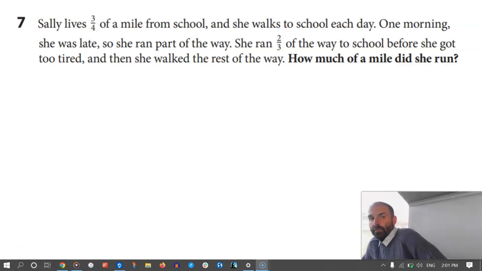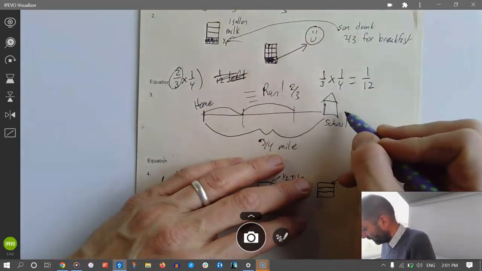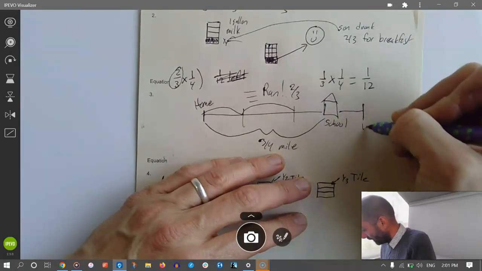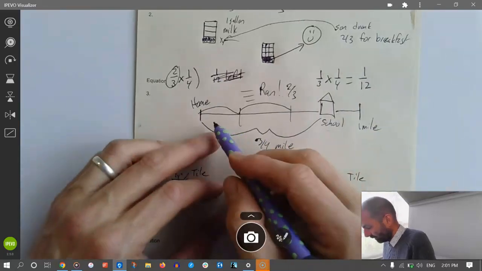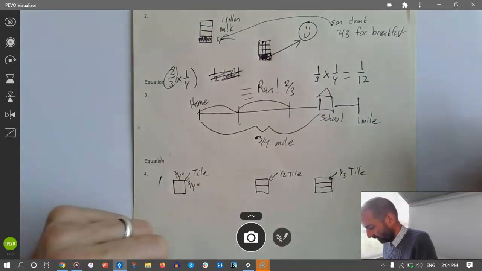All right, so she lives 3/4 of a mile away. She ran 2/3, and we need to know how much of a mile did she run. So again, the whole mile would continue for another quarter, so that would be 1 mile, right? And they live 3/4 of a mile. She ran 2/3 of a mile.